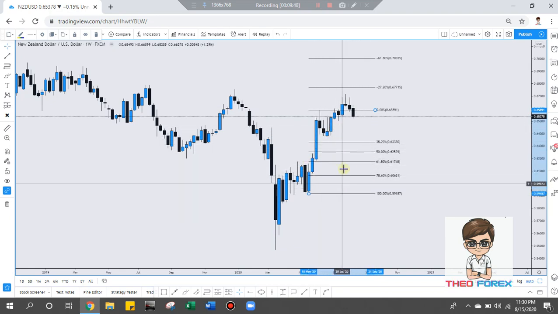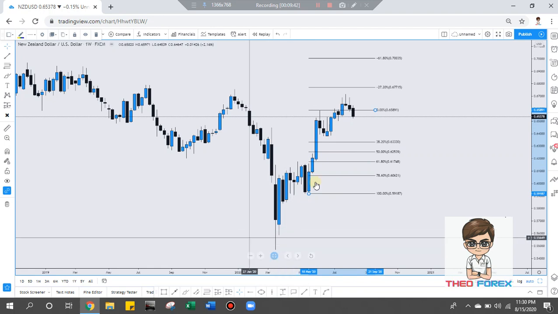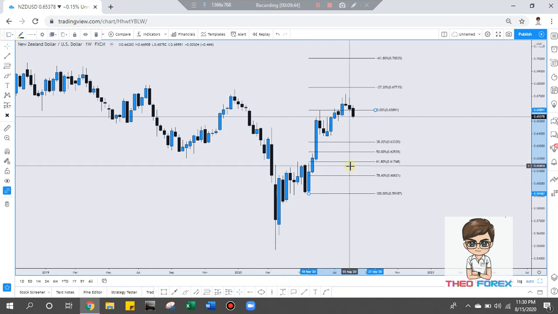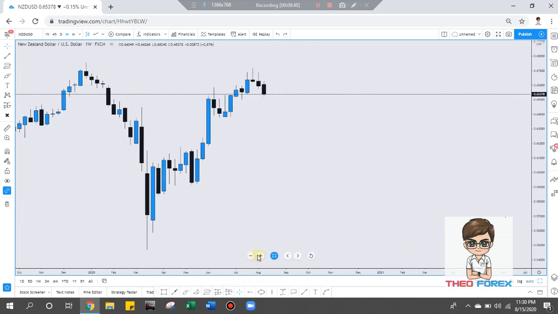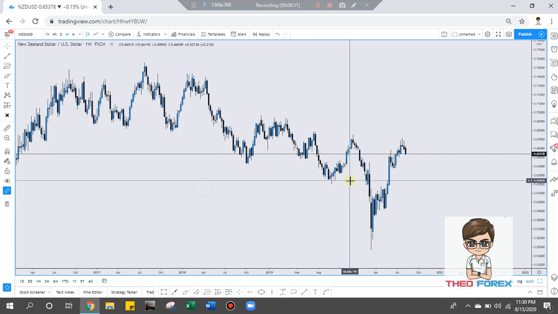What will you do in this case? You ignore the trade. It is not your trade, so you don't force it. You don't force it at all. So let's look for another example on this chart.